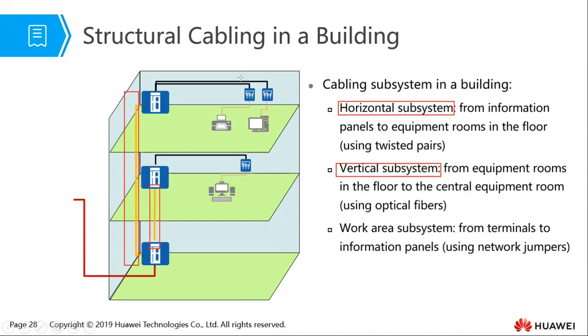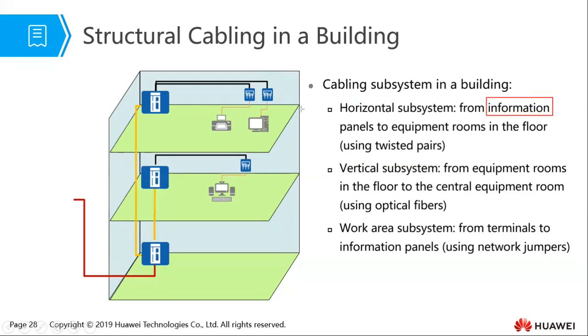Then we have this one that is moving from what we call the information panels or patch panels in the equipment room to the floor. This is what we're calling the horizontal subsystem. Now, if you don't know what a patch panel or information panel is, please Google about it. There's a YouTube video whose link I'll share in the group so that you watch it. But if you just search on YouTube, what is a patch panel, you'll be able to get what that is.